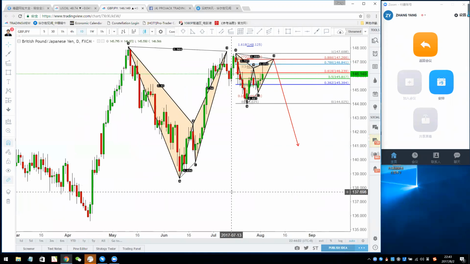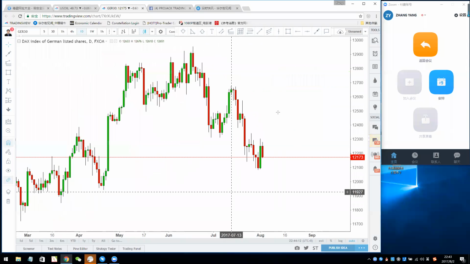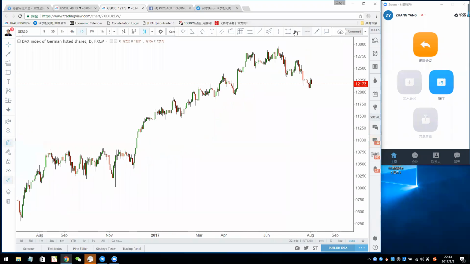All right, I want to talk about the USD Mexican. Sorry, just don't trade that. German 30 is interesting. It's kind of forming a top as well. They already have a lower low and lower highs. So the trend may start to change.